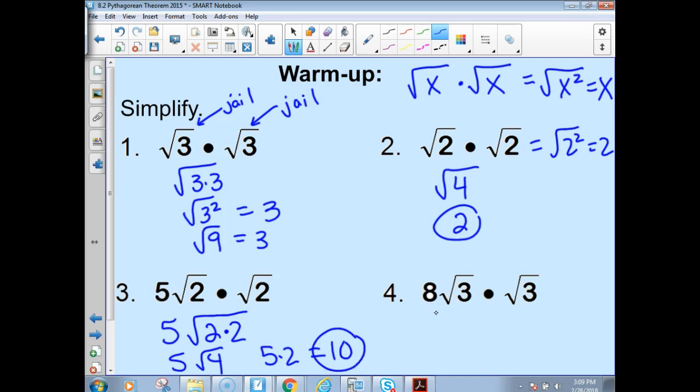Okay, let's try one more. We got a twin once we multiply. So we got 8 times the square root of 3 times 3 is 9. 9 is a twin. Bring him out. He starts his new life when he comes out as the number 3. So we've got 8 times 3. They can hang out now. We can multiply them. 8 times 3 is 24.